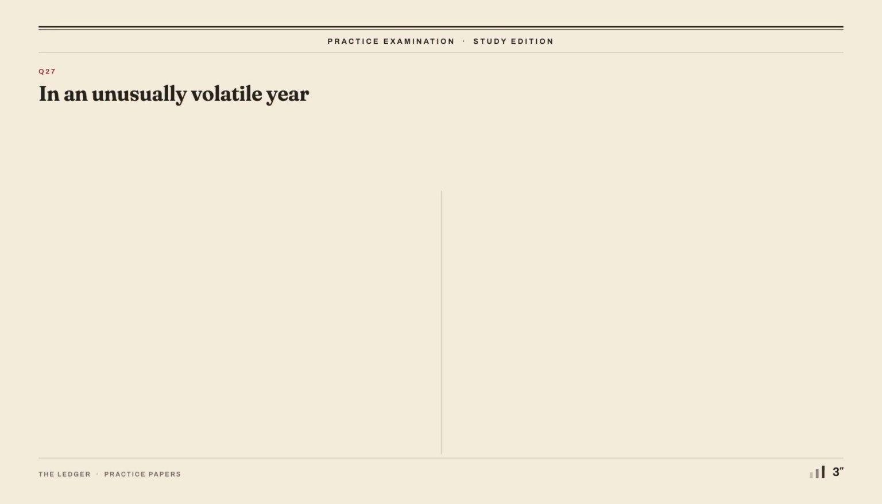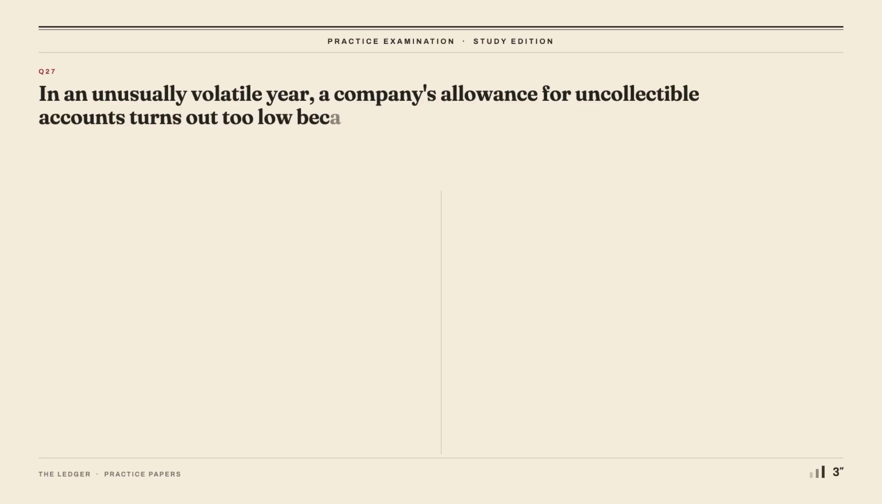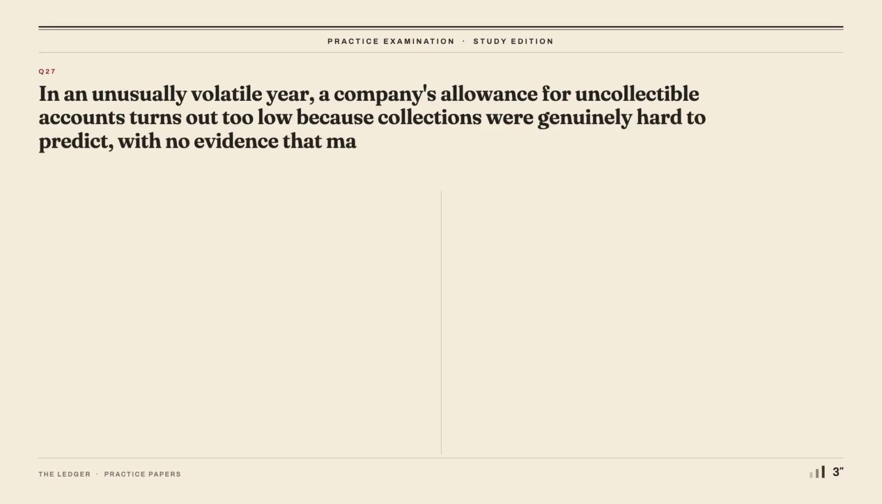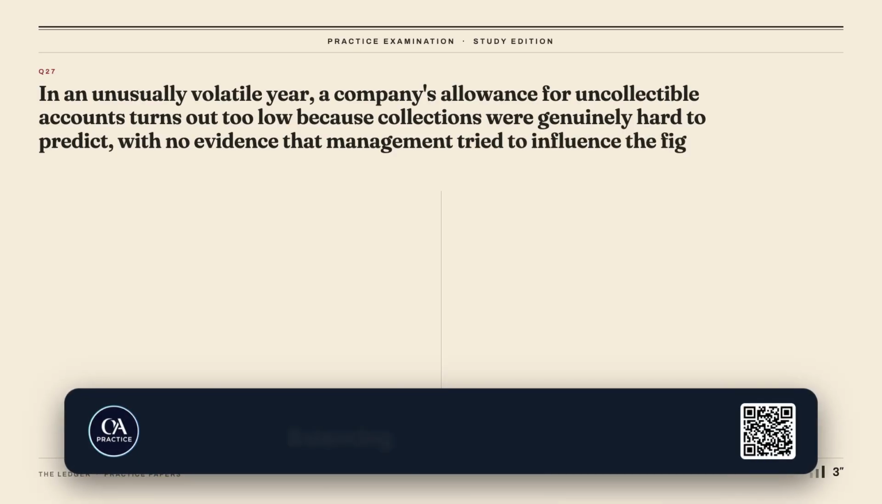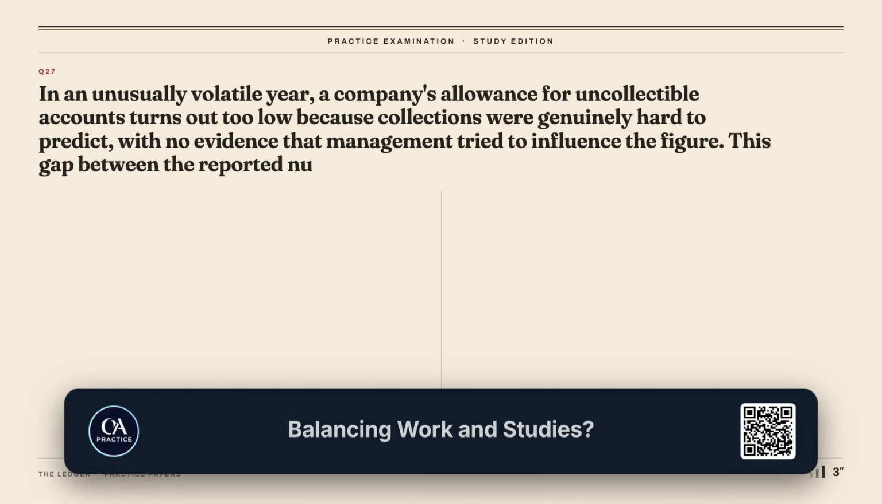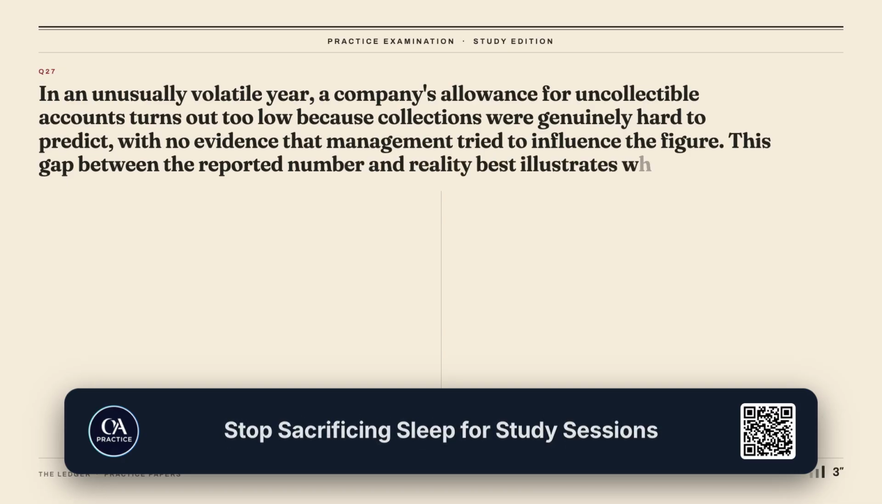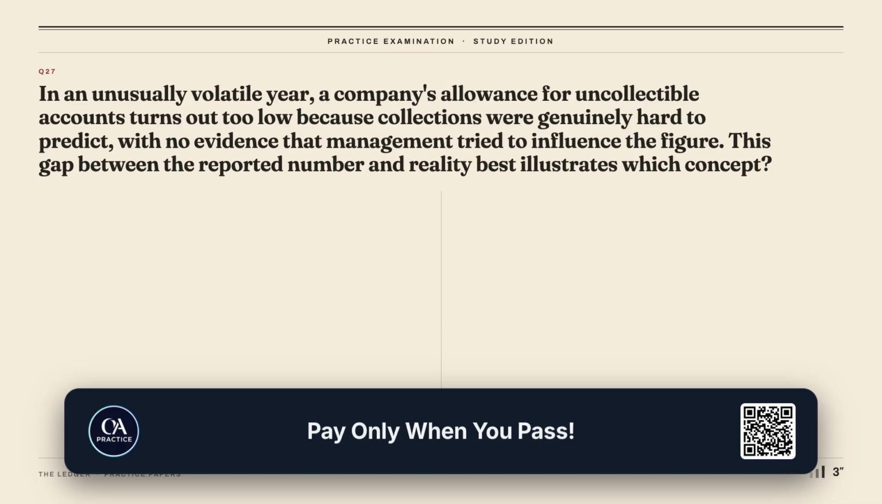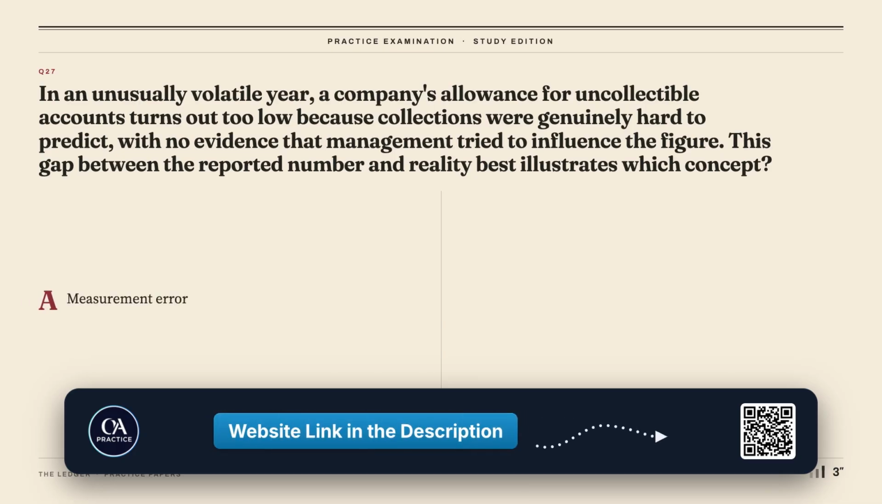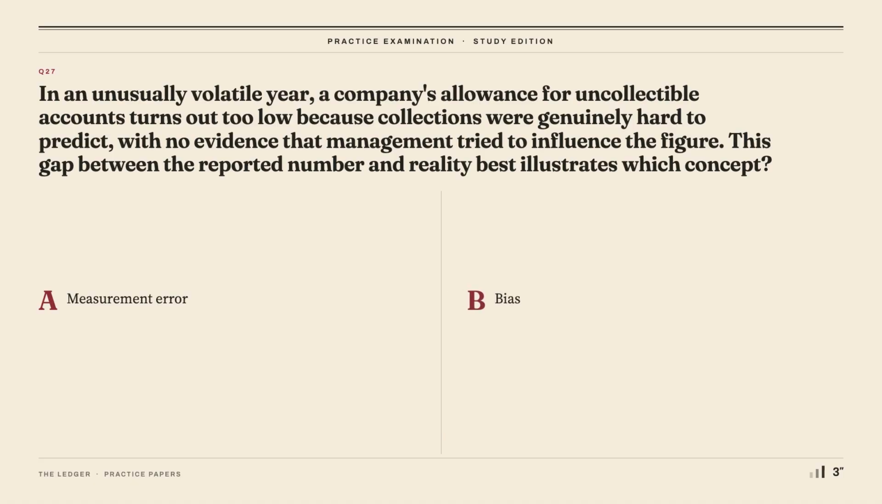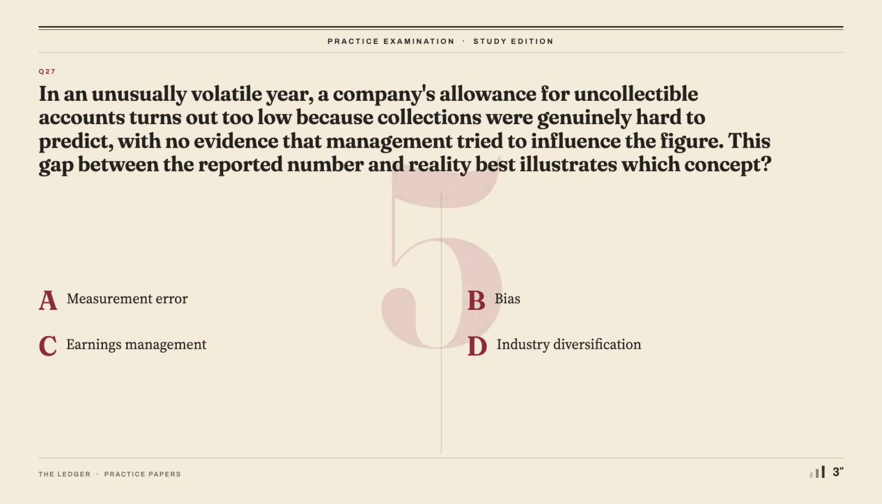Question 27. In an unusually volatile year, a company's allowance for uncollectible accounts turns out too low because collections were genuinely hard to predict, with no evidence that management tried to influence the figure. This gap between the reported number and reality best illustrates which concept? Your options are A. Measurement error, B. Bias, C. Earnings management, D. Industry diversification. Before I reveal it, which one do you think is right?